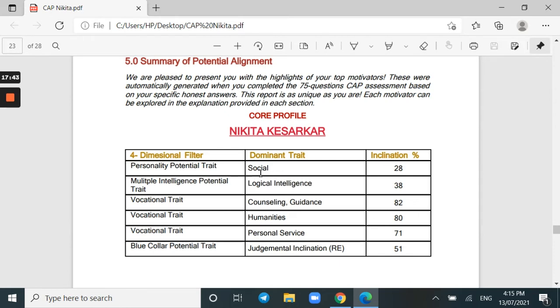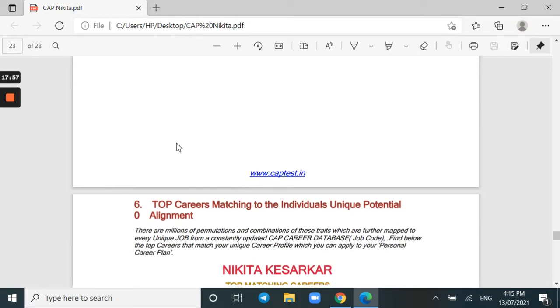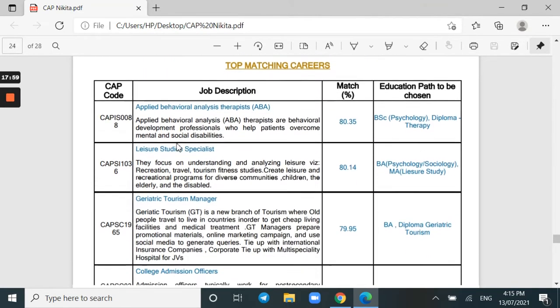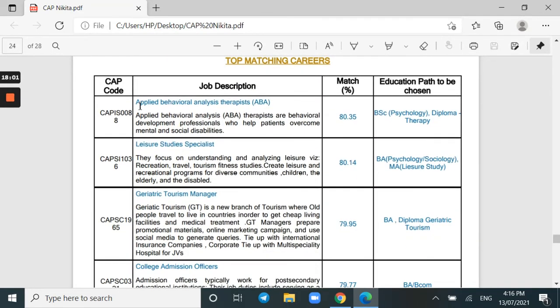Here it says the person is social at 28%, logical intelligence is at 38%, counseling, guidance, humanities and personal service are the 3 vocational areas, and judgmental ability is something which is strong for her. So this is the individual summary in this particular case. Let's now look at the top careers that have come. Here it explains the job description.